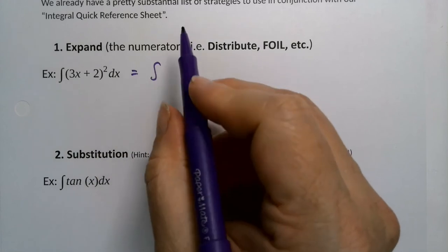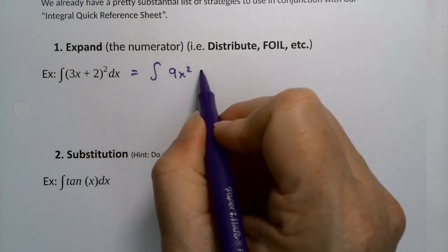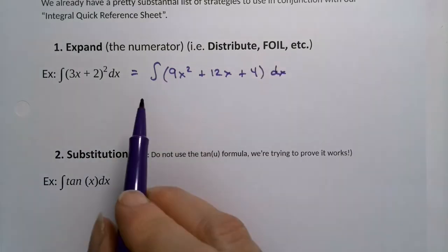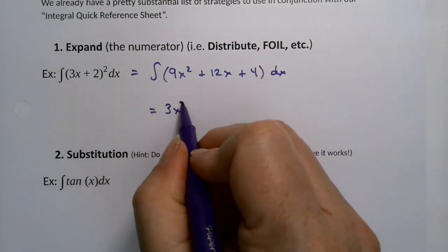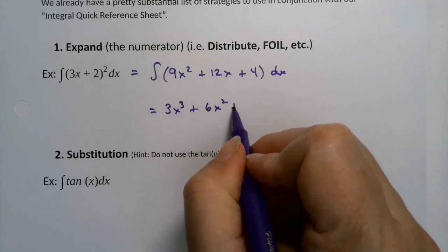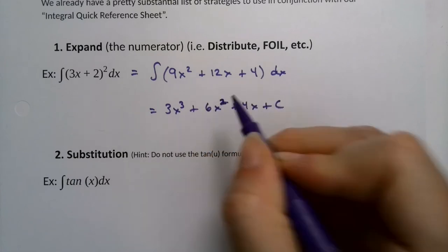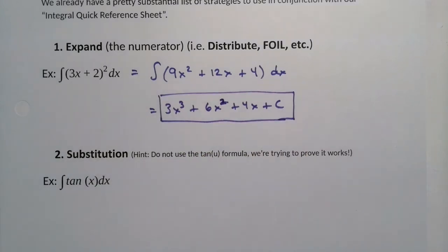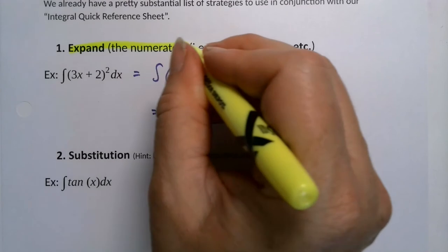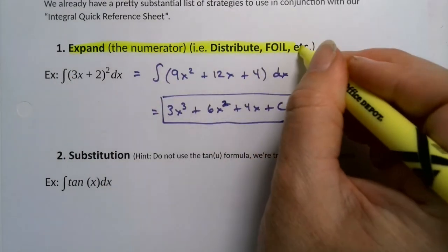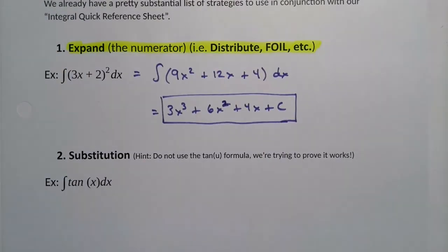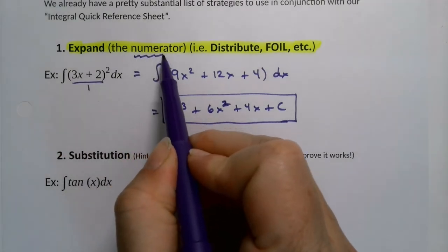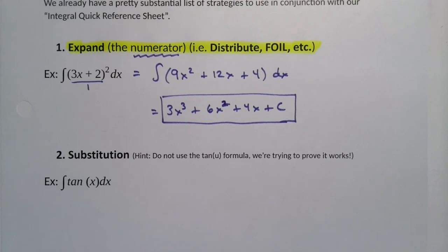it's easier if I just take the integral of 9x squared plus 12x plus 4 with respect to x, all right, which would be 3x to the third plus 6x squared plus 4x plus c. Don't forget your plus c, your constant of integration. No problem. All right, so that's technique number 1, expanding the numerator. And you might think, numerator, there was no fraction in this. Well, true, but it is also over 1, but it is a handy technique to use with some fractions. So keep that one in mind.